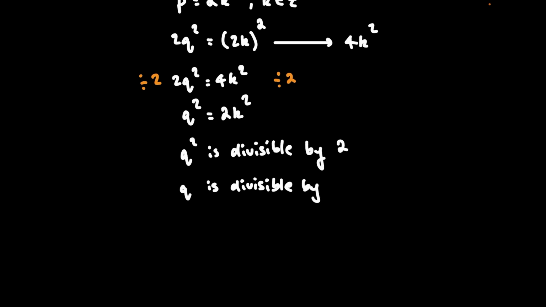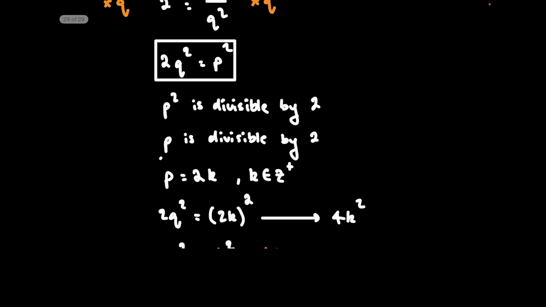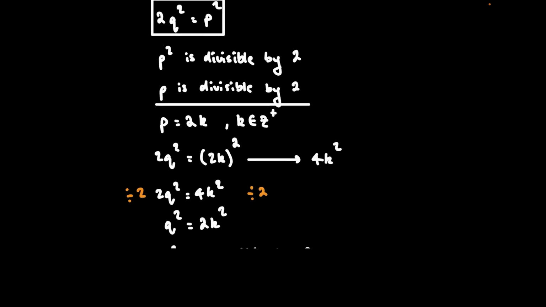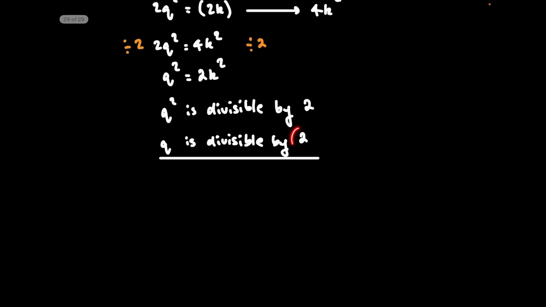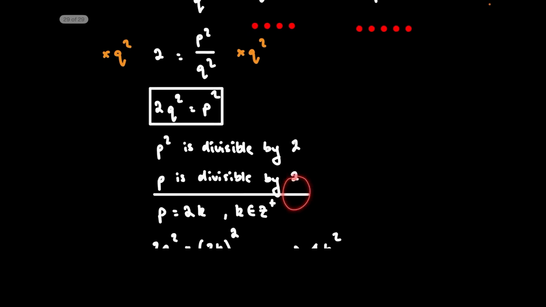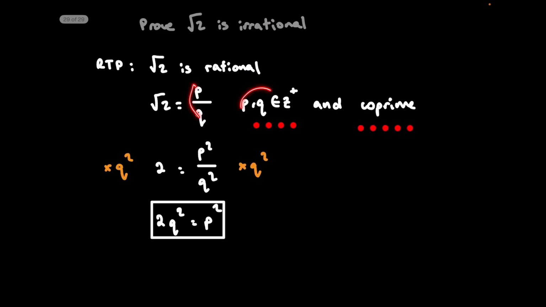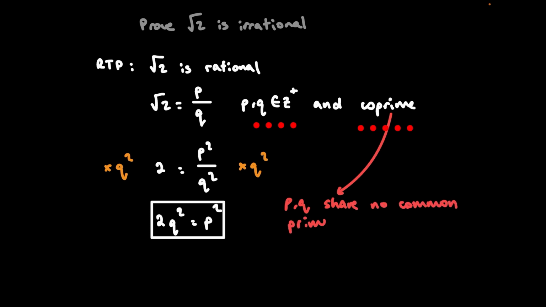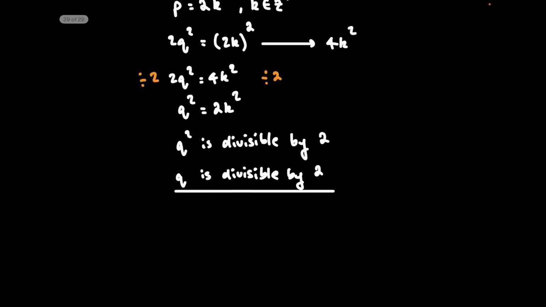We have a contradiction, and you may be wondering, where is our contradiction? Here is where our contradiction is. We have said that p and q are both divisible by 2. But didn't we say in our original assumption that p and q were coprime? Coprime, to reiterate, means that p and q share no common prime factors. And as you can see, we have shown that they do have prime factors.